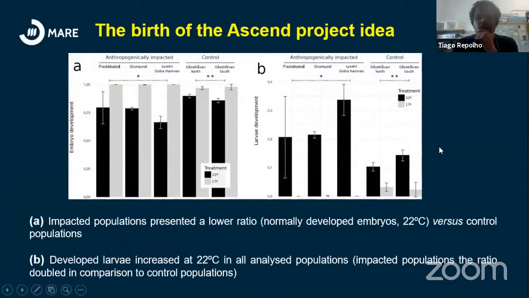Basically, these are the results of that study. Regarding embryo development, we noticed that the impacted populations presented a lower ratio of normally developed embryos at the increased temperature treatment in comparison with the control populations. In terms of larvae development, larvae development increased at the temperature treatment in all analyzed populations, and in the impacted populations, the ratio was doubled in comparison to control populations.